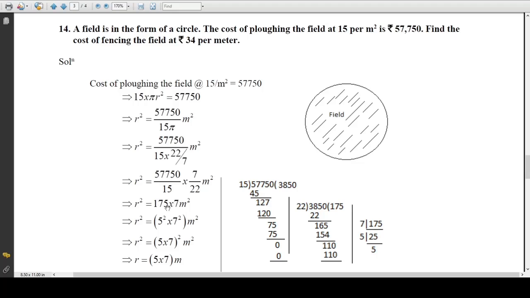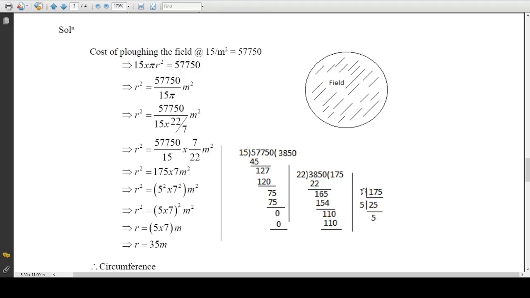Now to write it in the form of a square, let us find the factors of 175. You will get the factors as 5, 5 and 7. Here I'll go with 7, but usually you should go with the smaller number first if possible. It is 5 5 7, and this one 7 is there. Then we will get 5 square, 7 square, isn't it?